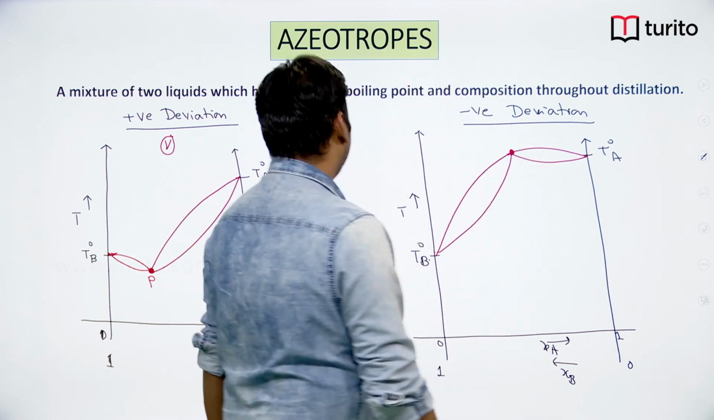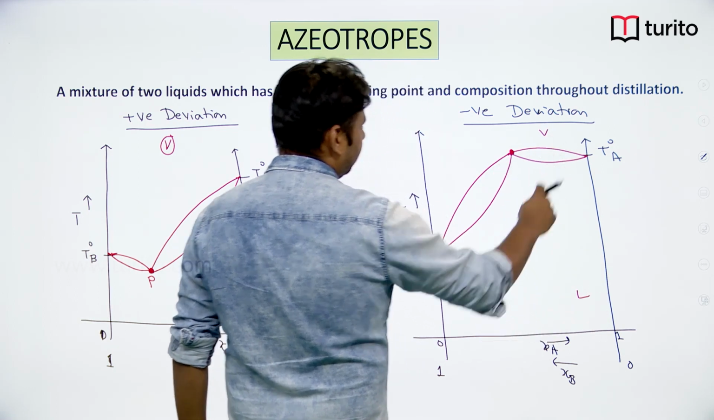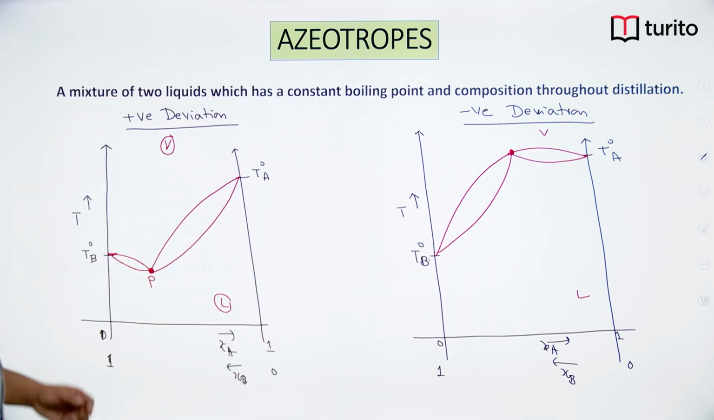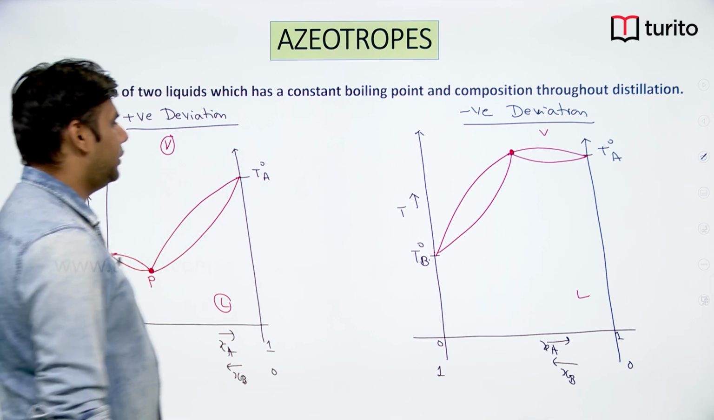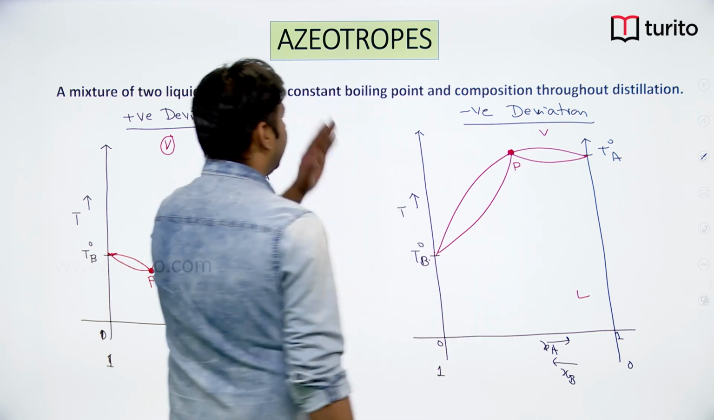Okay, so this would be the graph. At higher temperature, vapor is stable, at lower temperature, liquid is stable. Between these regions is the liquid and vapor equilibrium. So this is your azeotropic point. Okay, so let us now come to the azeotropes.